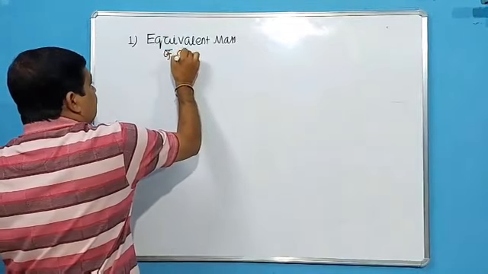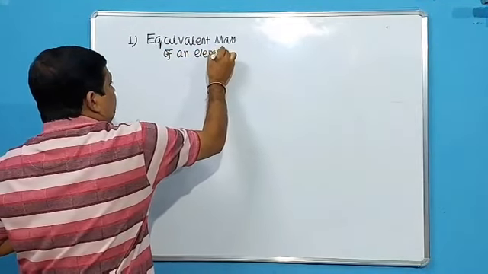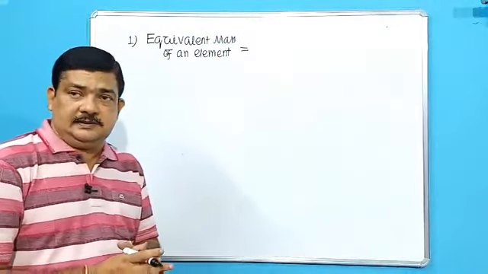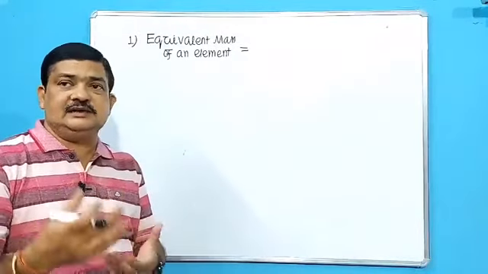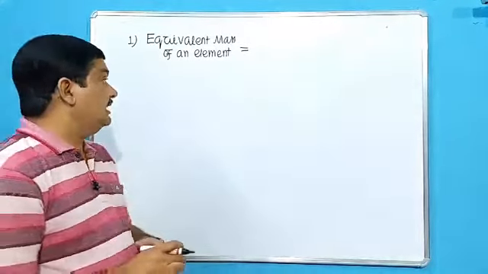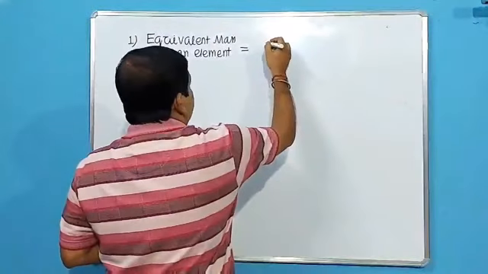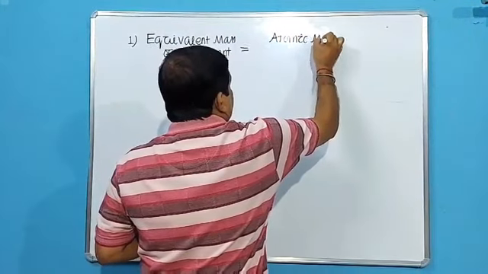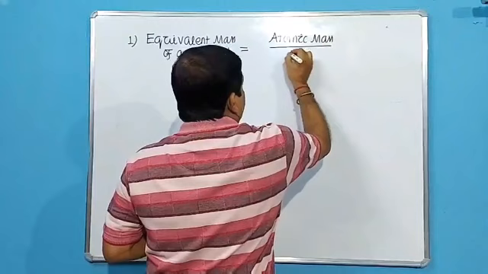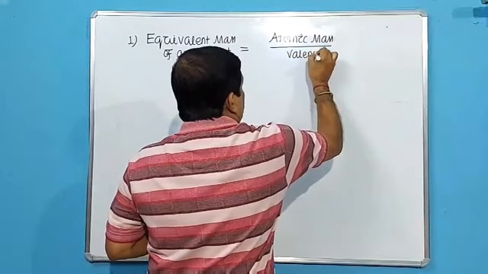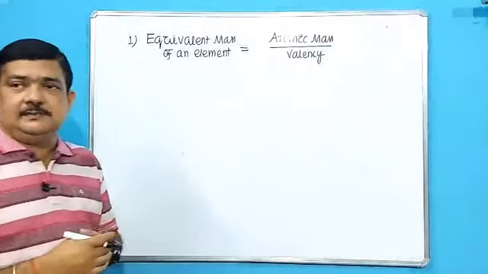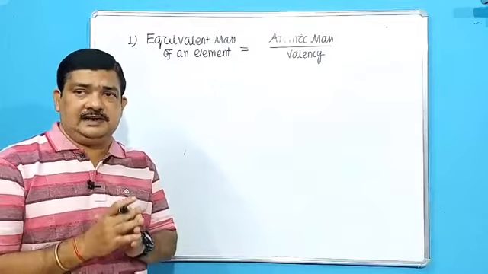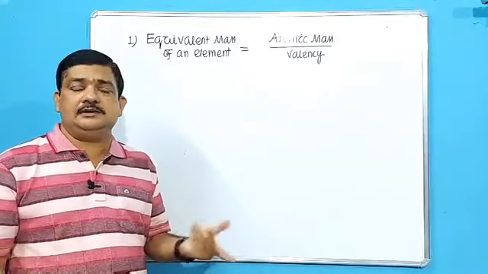of an element. You have already read what an element is and what valency is. Valency is the combining capacity of the element, so they are required here. The equivalent mass of an element is given by the formula atomic mass divided by valency. I have already told you how to calculate the valency of different elements.